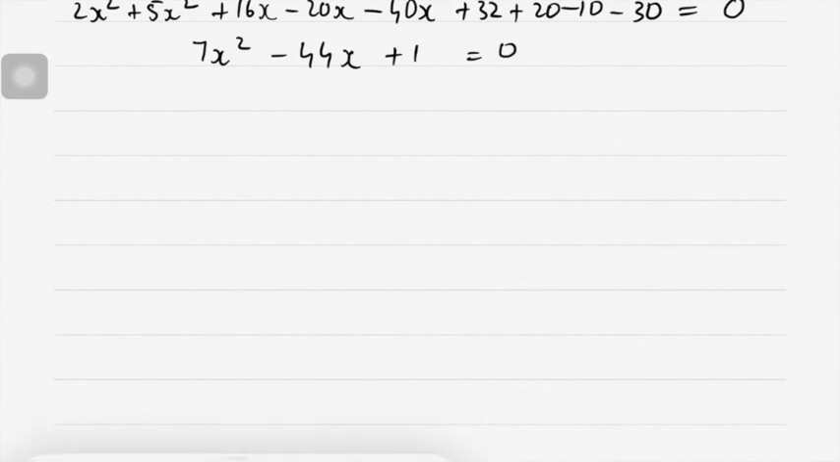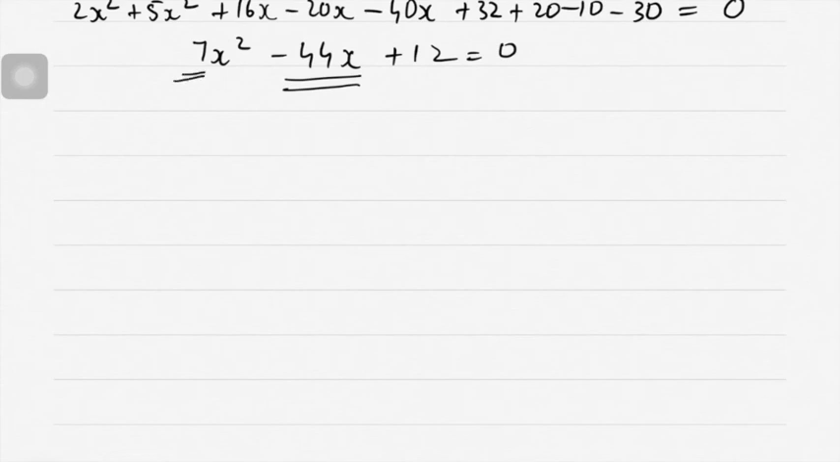Okay. So you have reached till 7x square minus 44x plus 12 is equal to 0. You have reached till here. Now what I want to do is divide this 44x.